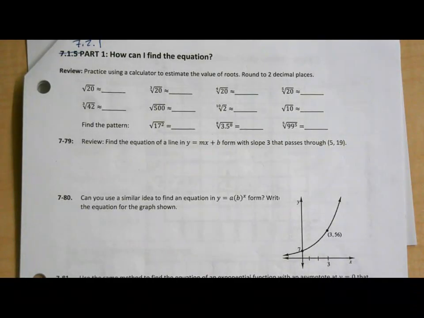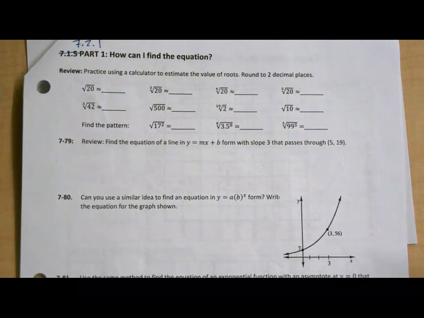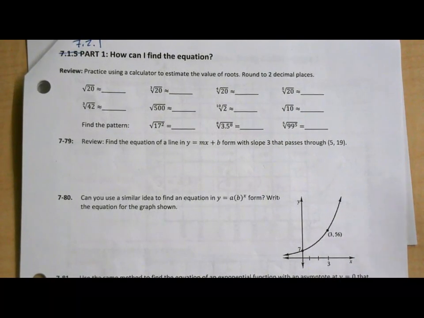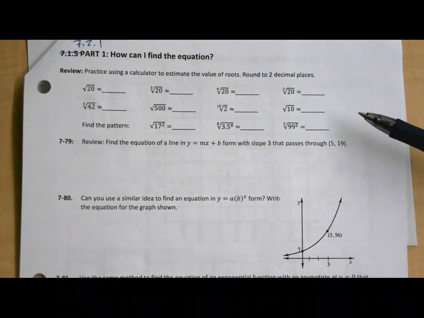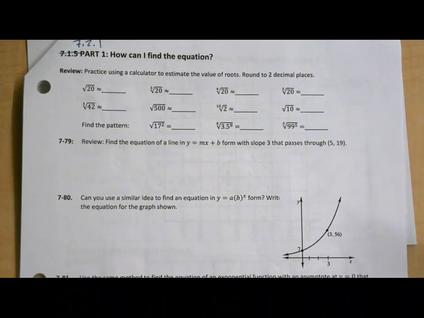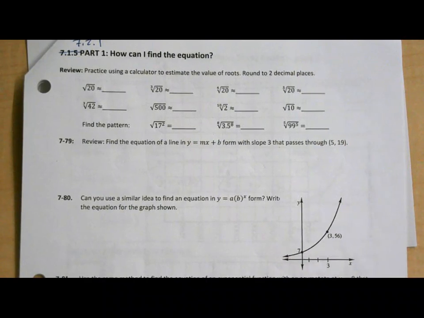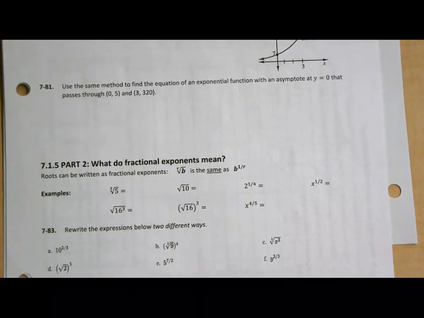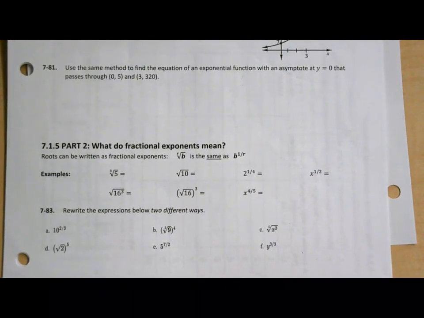So this is mislabeled. It should say 7.2.1. We have two pieces we'll talk about today. Finding the equation, and we've already sort of talked about this previously. And then we'll also be talking about a new form of exponents that we've not run into yet, fractional exponents, and I'll kind of give you the key to that.